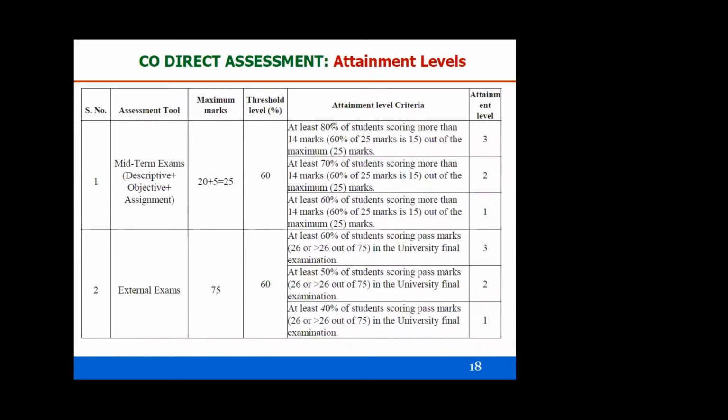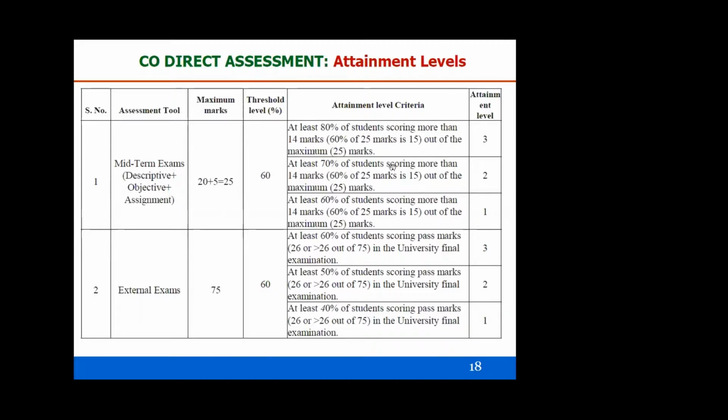For example, here at least 80% of students in our class scored more than 60% of marks. Here out of 25, the 60% threshold is 14. So specifically we have mentioned more than 14 marks out of the maximum 25 marks. So 80% and above, this 80% is not marks, it is the student percentage, as in student count. How many students secured more than 60% of marks in that particular course, that you can make the highest level. So level 3.